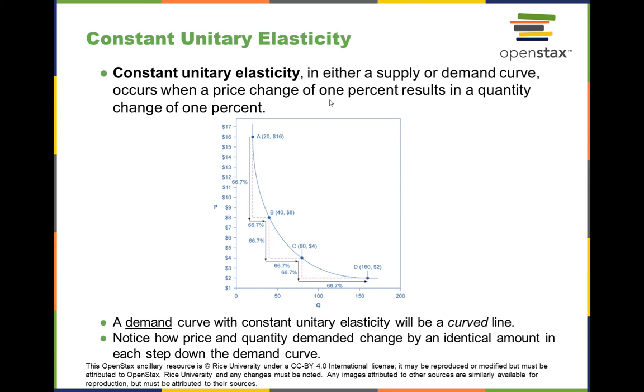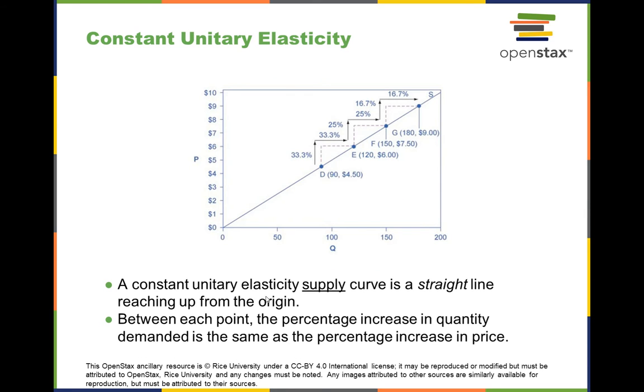Constant unitary elasticity in either a supply or demand curve occurs when a price change of 1% results in a quantity change of 1%. A demand curve with constant unitary elasticity will be a curved line. Notice how the price and quantity demanded change by an identical percentage in each step that occurs. And when this happens in a supply curve, it's a straight line. Between each point, the percentage increase in quantity is the same as the increase in price. And notice that here as well.